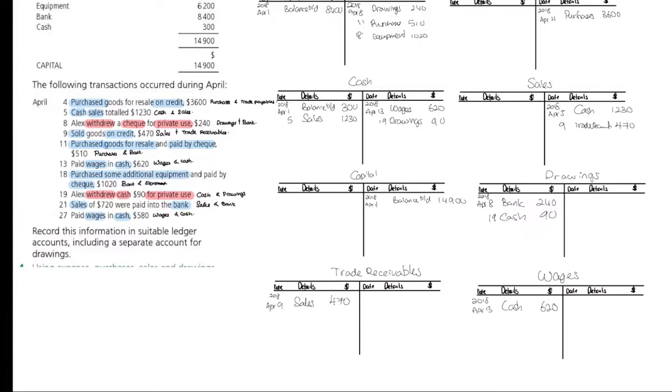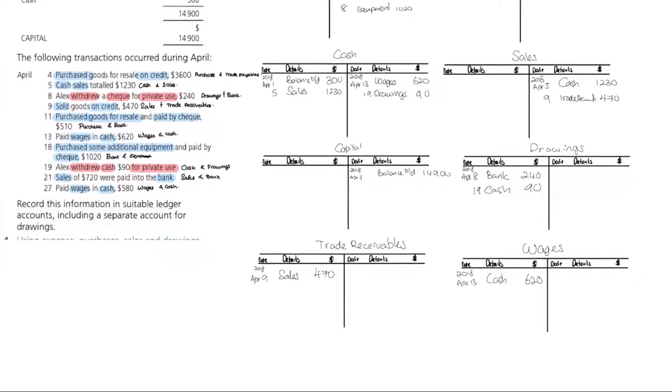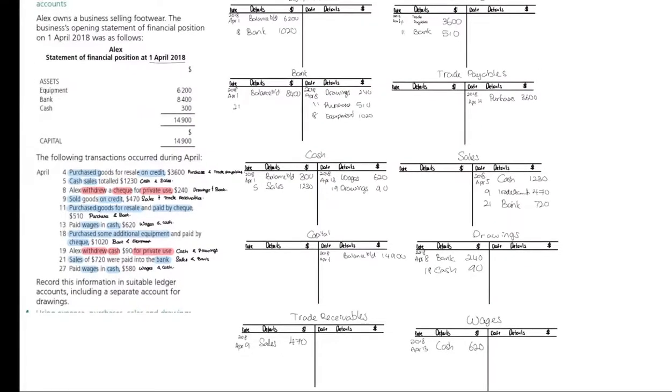Sales of 720 were paid into the bank. So basically, the person that you sold to immediately paid the money to your bank account. So for example, let's say you sell something online and then they just bank it to you. So it will always be on the credit side of the sales account, right? The money goes to the bank account, write it on the debit side, sales, 720. Paid wages in cash, so we do the same thing again, 580.